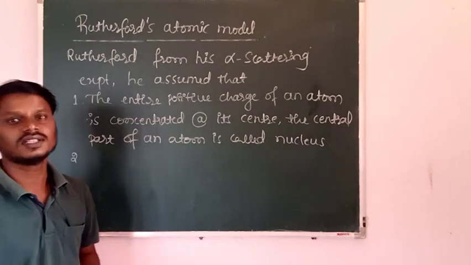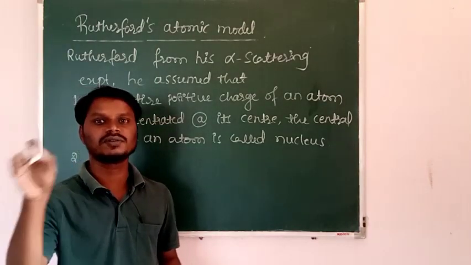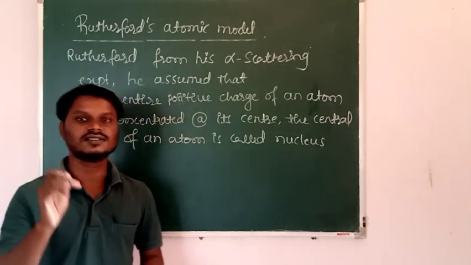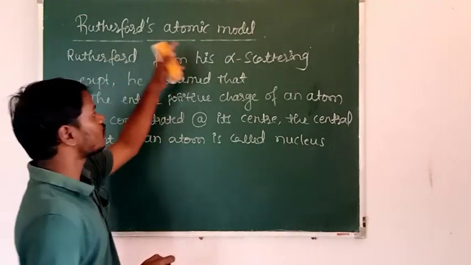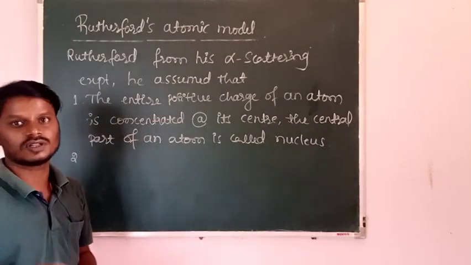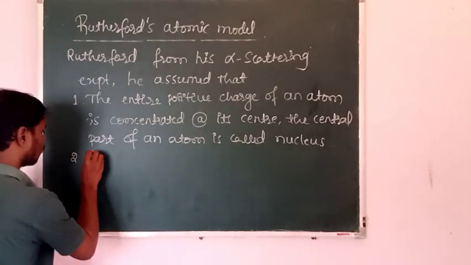The electrons are revolving around the nucleus in certain orbits, just like planets revolve around the sun. That is why Rutherford's atomic model is also called the planetary model.